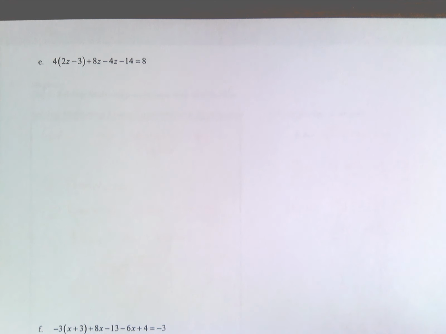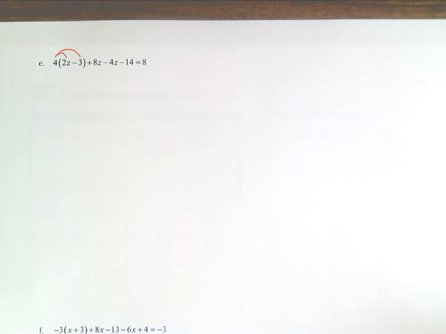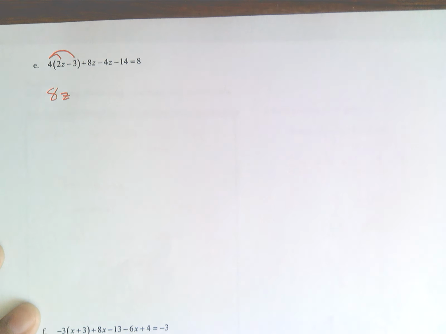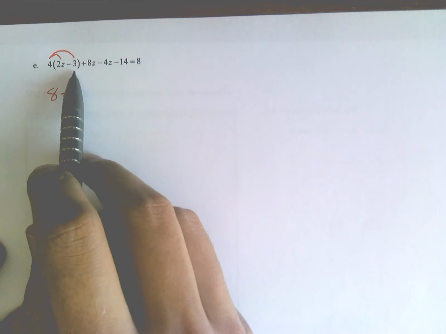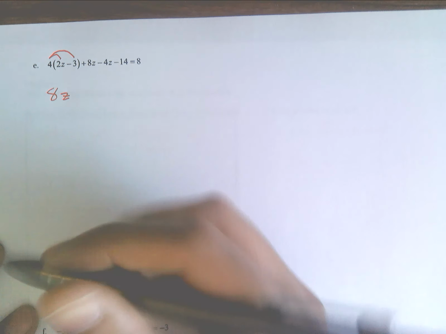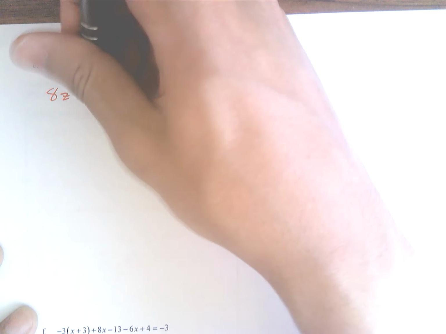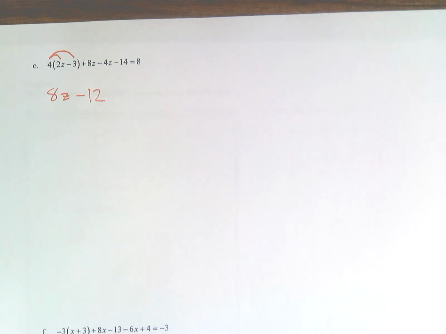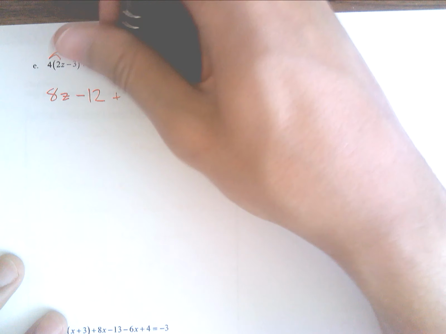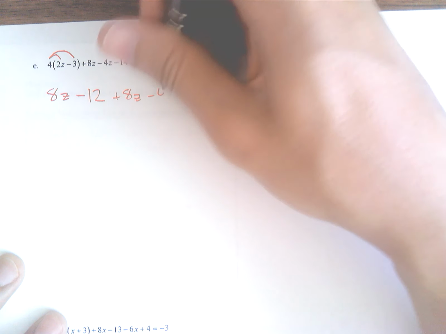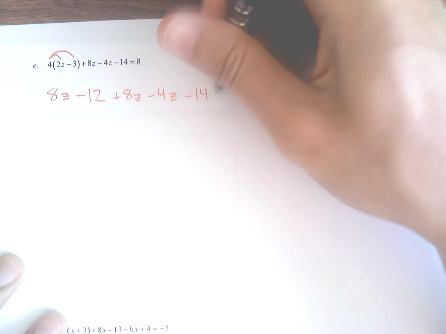So here, again, the first step is to distribute. So when we distribute this, we have 4 times 2z. We multiply the numbers out in front. So 4 times 2 is 8. So we have 8z. Then we have 4 times negative 3, or 4 times minus 3, gives us negative 12, or minus 12. And then we'll just bring down the rest. So we have plus 8z, minus 4z, minus 14, equals 8.